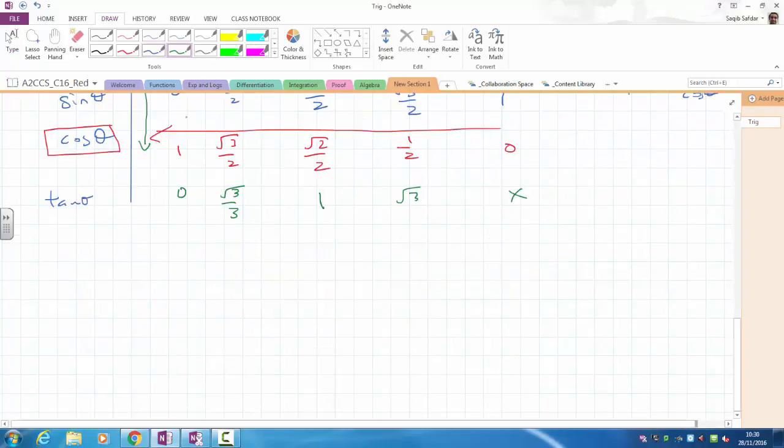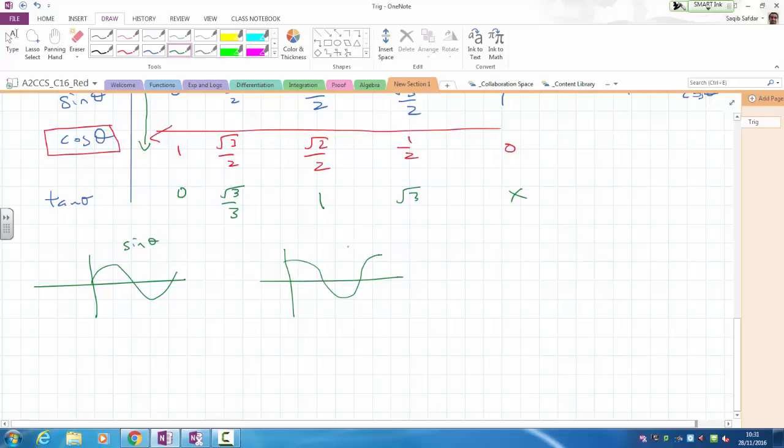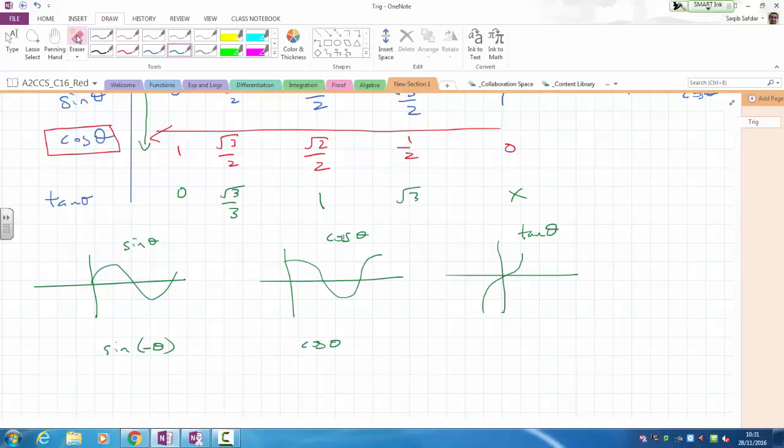Over here, we know from the sine graph, so we've got sine theta, we've got cos theta, and then we've got tan theta. Now, the sine of minus theta and the cos of minus theta is what? And let's write this down. The tan of minus theta.